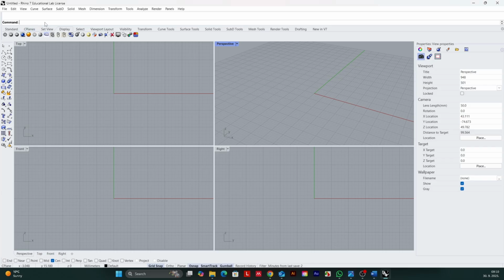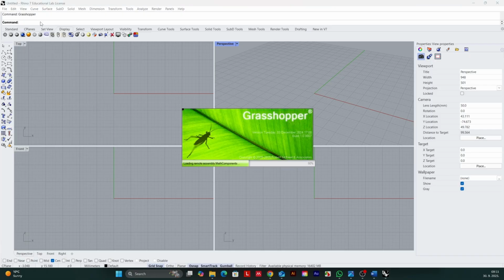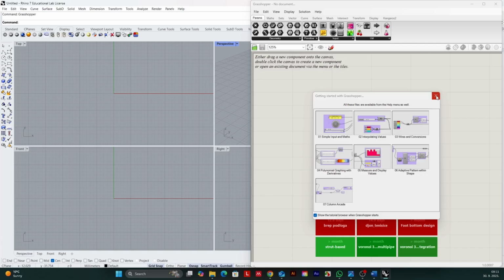For the beginning, we are running the Grasshopper tool of the Rhino system.